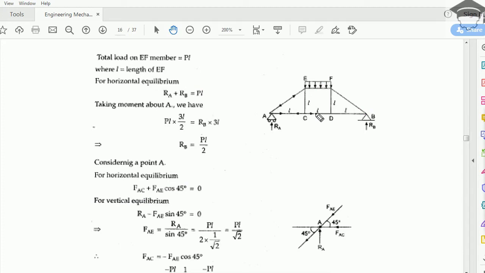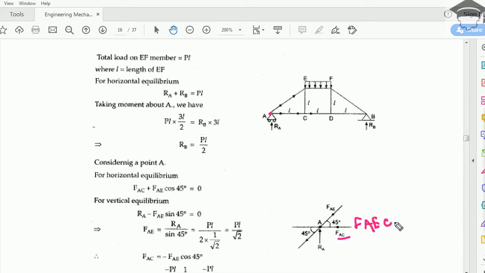Now considering the force balance at point A. In horizontal direction it will be FAC plus this force times cos theta, this angle was given as 45. So finally FAE cos 45 plus FAC is equal to 0. This is the first equation. If you consider the vertical equilibrium, it will be RA.